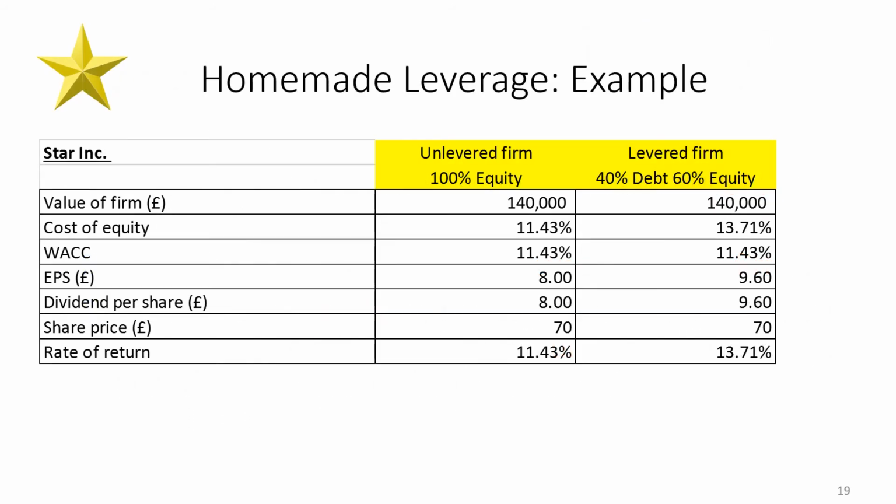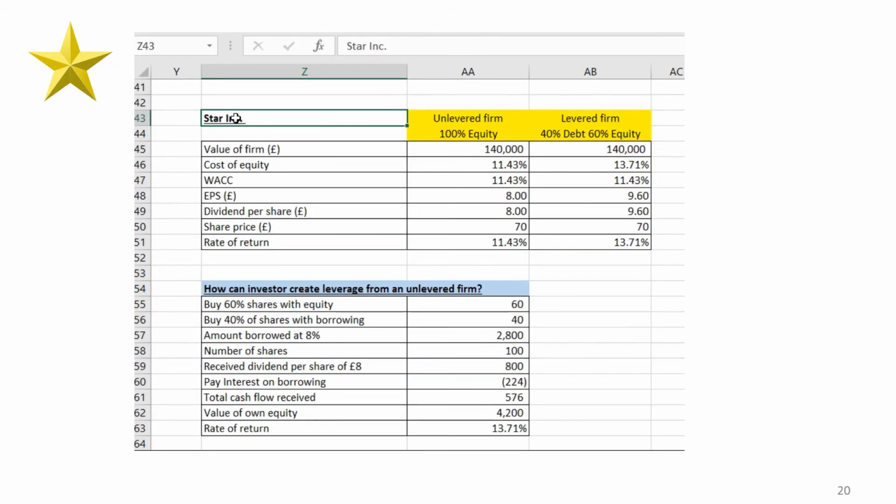Let's take a look into an example on homemade leverage. We shall refer to the same example, the Star Incorporated. Investors can buy shares in an unlevered firm and borrow on personal account. In this case, investor is creating leverage.